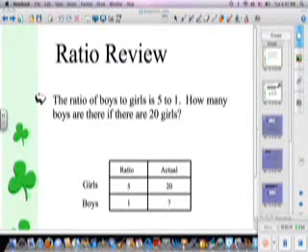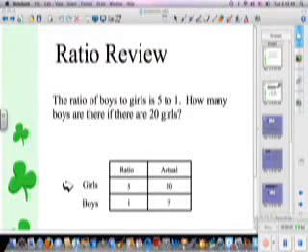The ratio of boys to girls is 5 to 1. How many boys are there if there are 20 girls? So if you remember, we would set up a little ratio box. By the way, how do you like my new pointer? Pretty nifty. So we would set it up in this box.